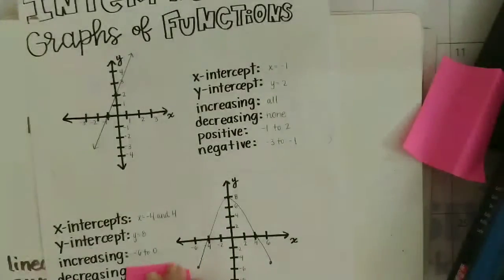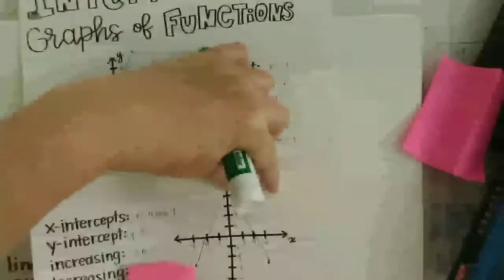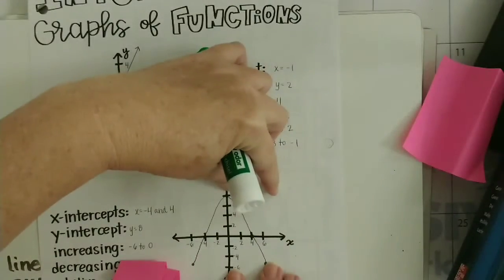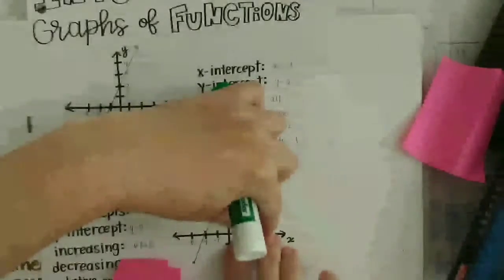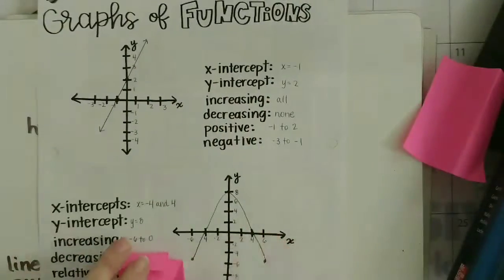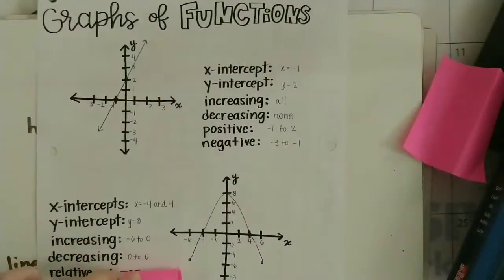Now we need to figure out where is it decreasing. Again, we use our x numbers to show the area that it is decreasing. And if we match that up on our x-axis, it looks like from 0 to 6.